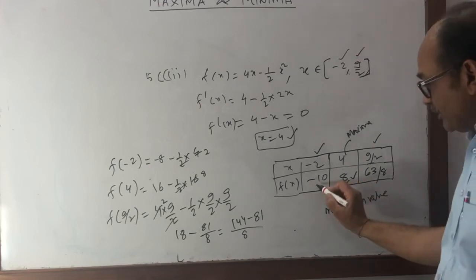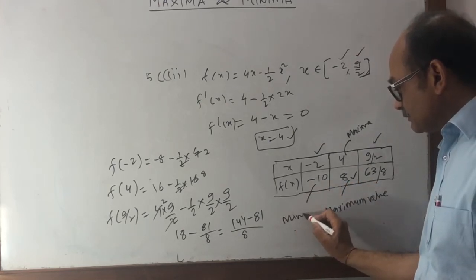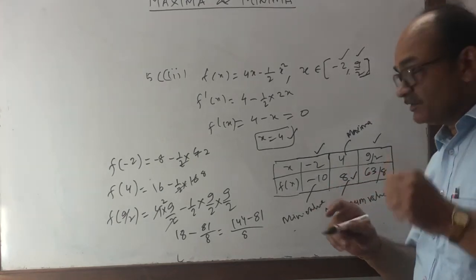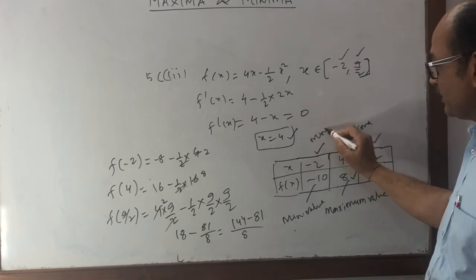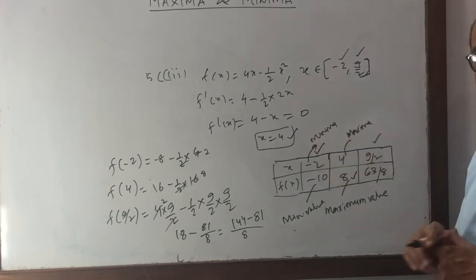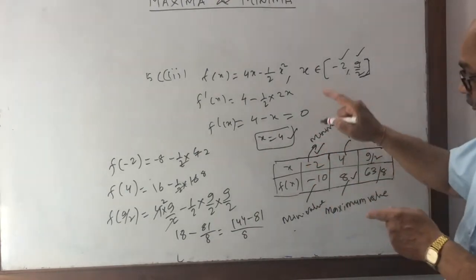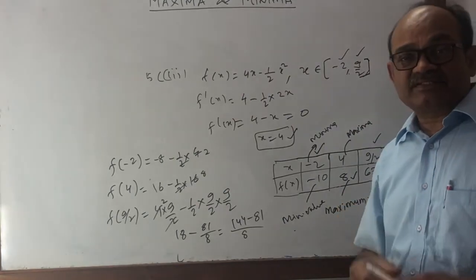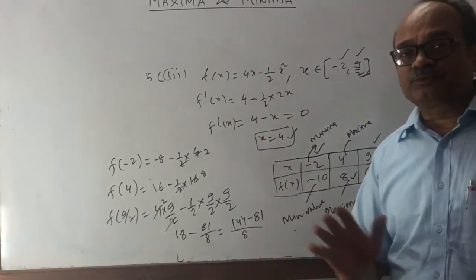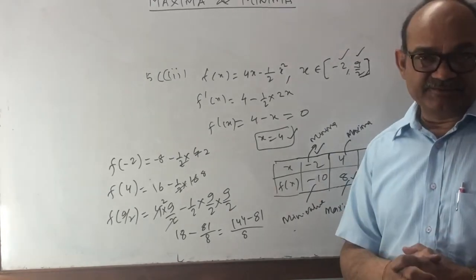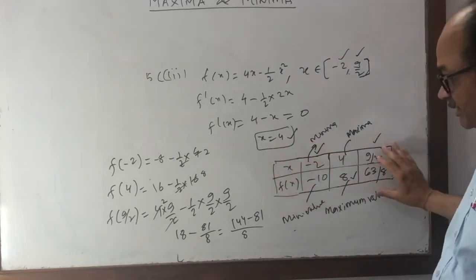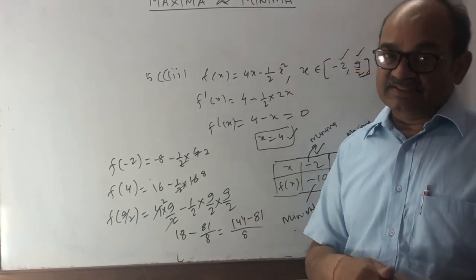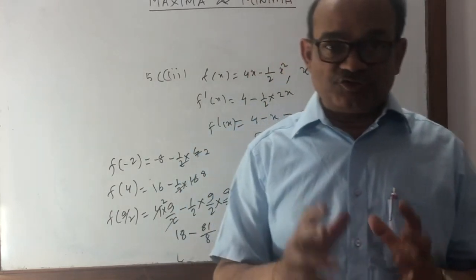Minimum. Minimum value is minus 10. From which point? Minus 2. So minima is minus 2. This minima minus 2 will give you the minimum value of the function given to you. So whenever closed intervals are there, we have to solve like this. No need to calculate the double derivative or second derivative. But you have to form this table and then conclude, simple. So this concludes this lecture, Maxima and minima, first part.